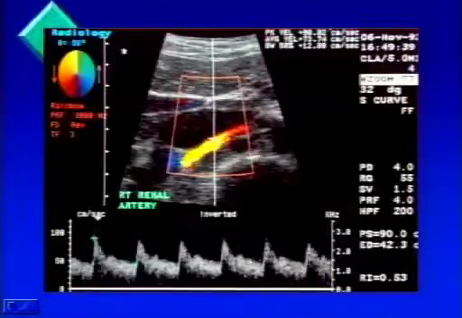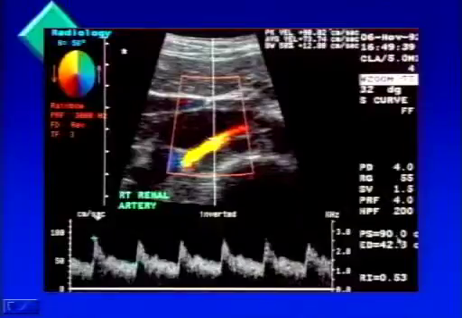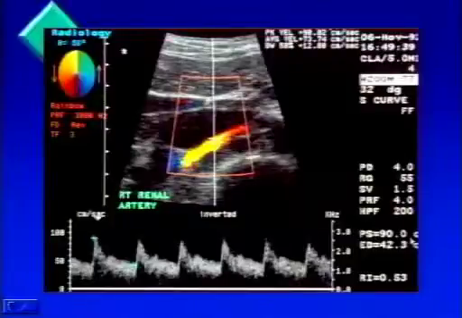And as we mentioned before, we want to take a peak systolic velocity, and that's been indicated here by the caliper that's been placed at peak systole. And on the right-hand side of our tracing, we see that the peak systolic velocity in this patient is 90 centimeters per second, which is well below our 100 centimeters per second standard for normal patients.